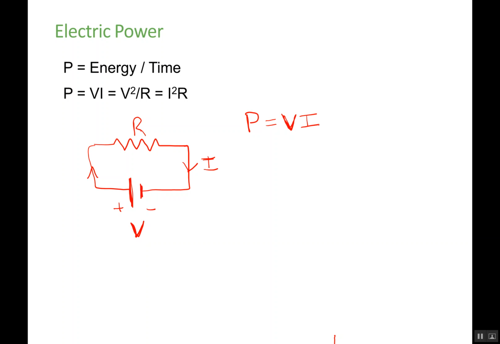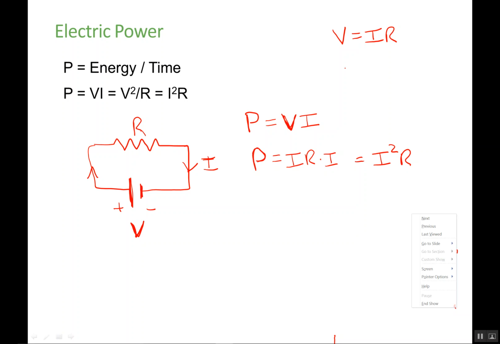But we have an alternative approach as well, because remember Ohm's law? V equals I times R. So we can make a substitution. Instead of saying P equals V times I, we can say P equals I times R times I, which is equal to I squared times R. So you can calculate how much power a resistor uses if you know its resistance and the current that's flowing through it squared.